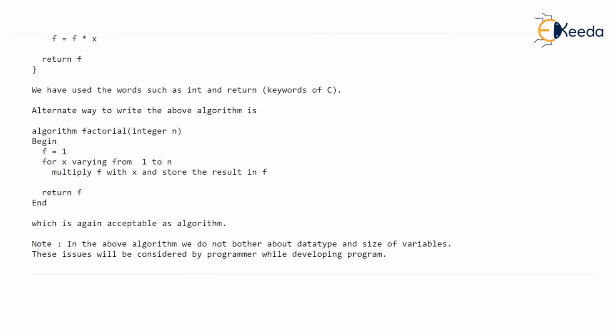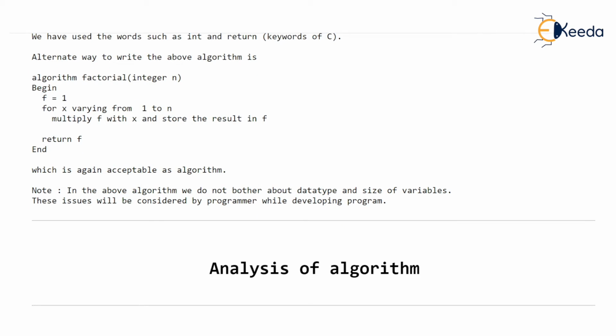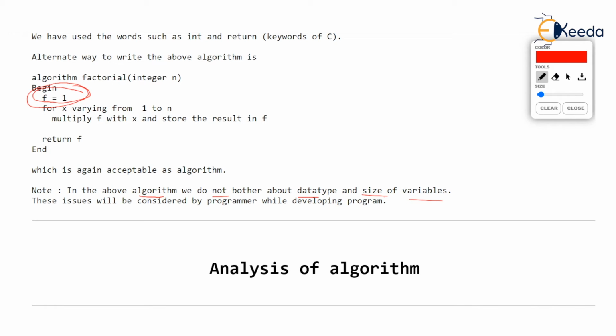Okay. Now note, in the above algorithm, we take some more liberty. We do not bother about data types and size of the variables. For example, you notice we have said f equal to 1 directly over here. Actually, f should be int. If you are finding factorial of an integer, then f should be int, isn't it? Or rather, f should be long int, because you know that factorial of a number can be very long. It can be a very big number.